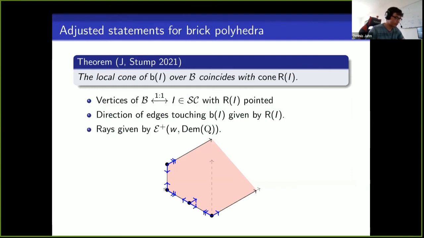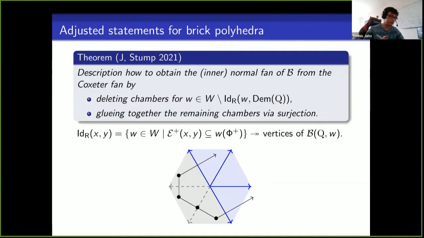Okay, finally, we can now look at the statements for brick polytopes that carry over to brick polyhedra, or how they have to be adjusted. And very quickly here, because I'm running out of time. So we still get the result that the local cone over each brick vector coincides with a cone generated by the root configuration. Now this picture here looks a lot better than it did before. Especially here, we see that this cone generated by the blue arrows corresponds to the local cone of the polytope. We also get a description of how to obtain the inner normal fan, but now we, yes?